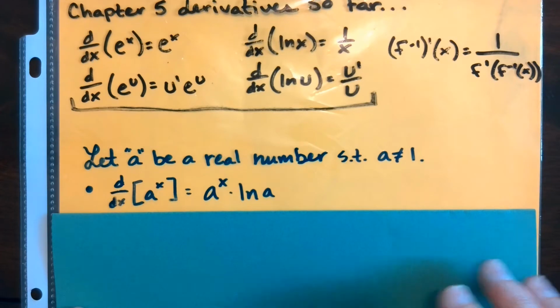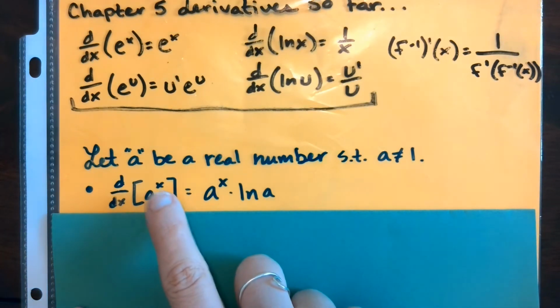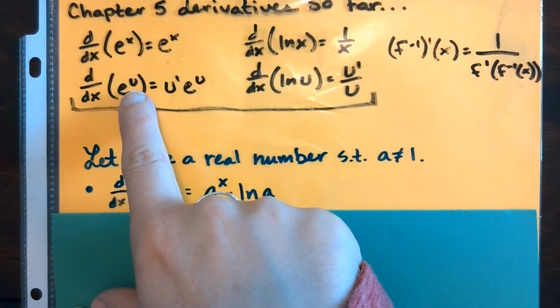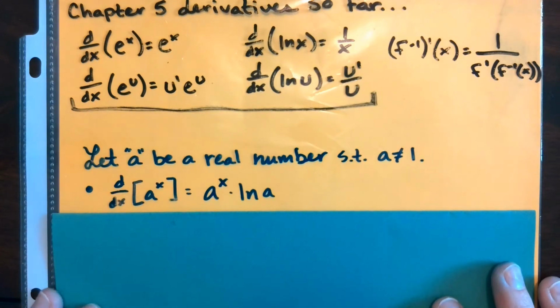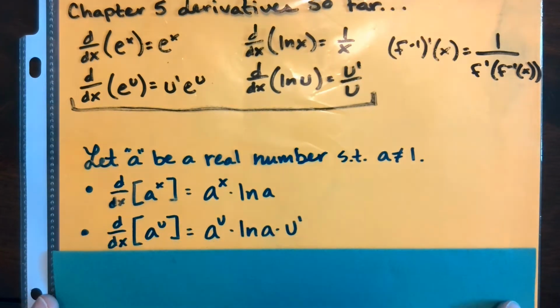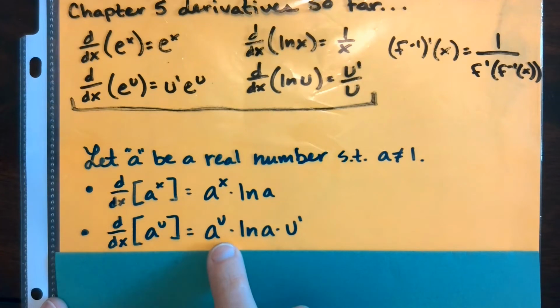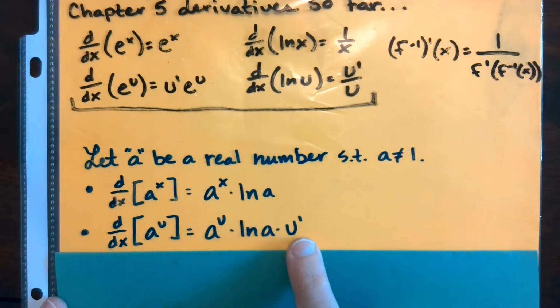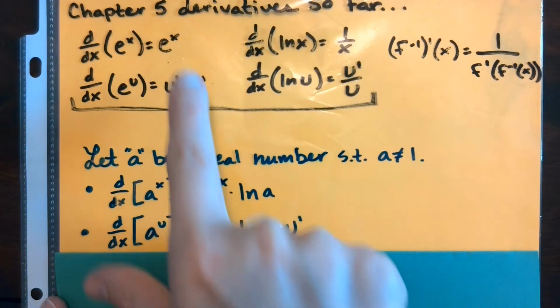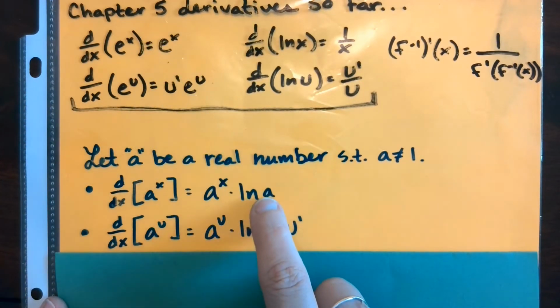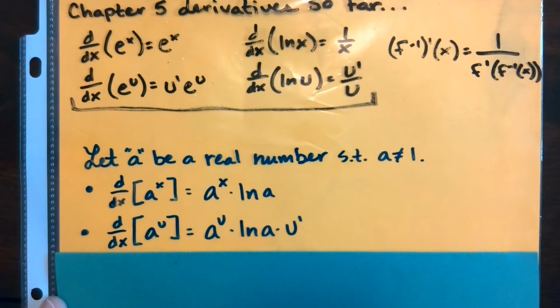But for each one of these, we're still going to have the case where we've got just x, and then a case where we've got more of a function that we're going to use u to replace. So if we don't have just a to the x and we've got a to the u, the only difference here is we're still going to have that a to the u times the natural log of a to fix the fact that we don't have a base of e, but then we're just multiplying by u prime at the end. So very similar to these two. The only difference here is that we're multiplying by that natural log of a.